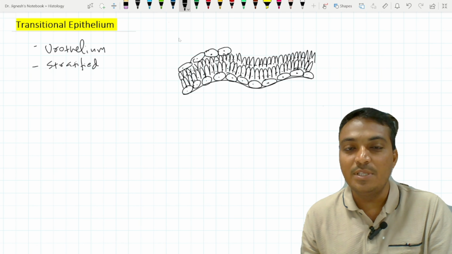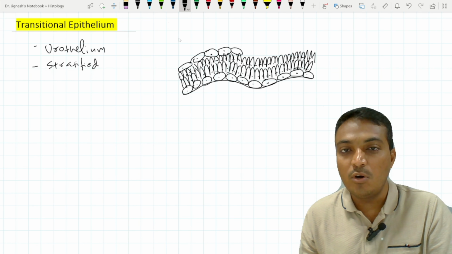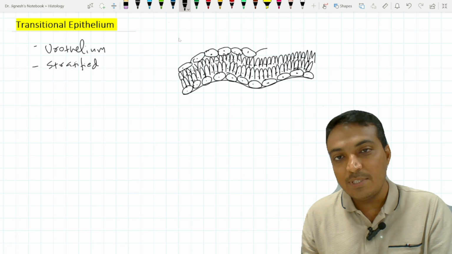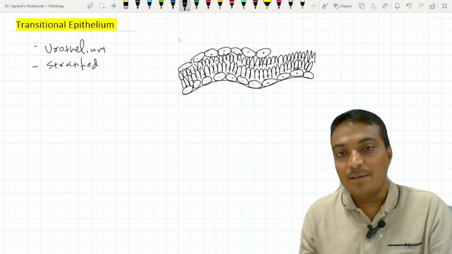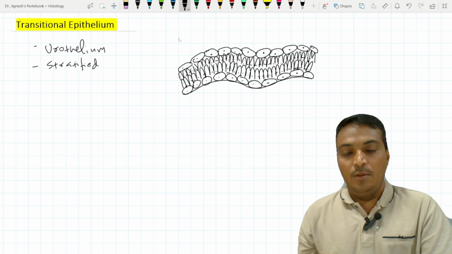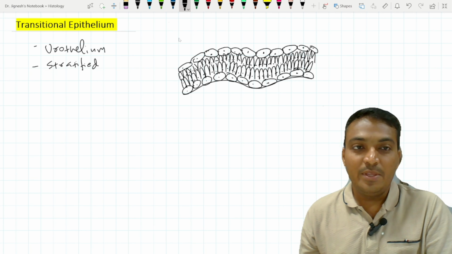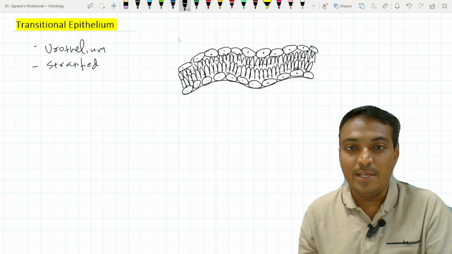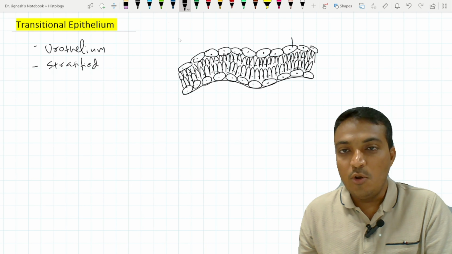This type of cells are called dome cells, or umbrella cells. These umbrella or dome shaped cells have a special reserve of cell membrane at the time of the expansion of the wall of the organ due to distension by urine. So this is the transitional epithelium. We are going to see the slide of the transitional epithelium soon, but these are the dome shaped cells or the umbrella cells.